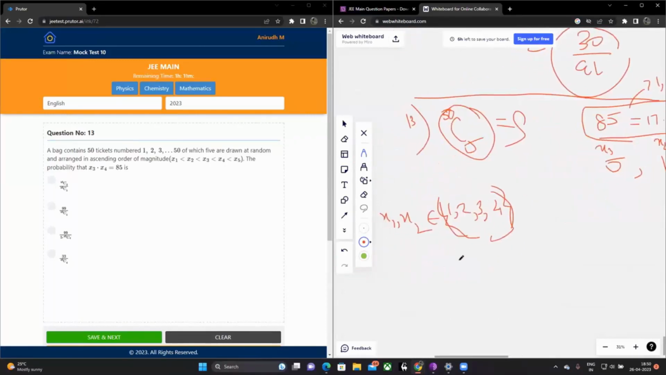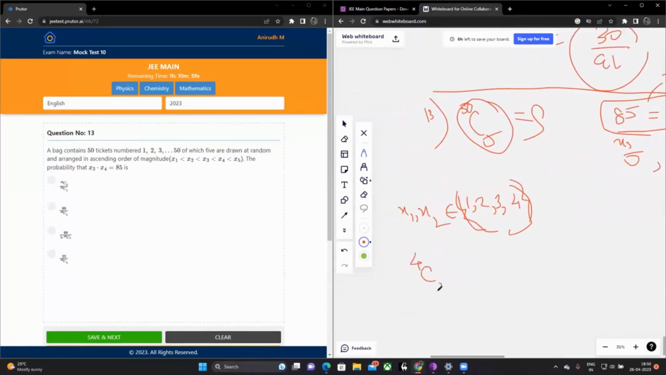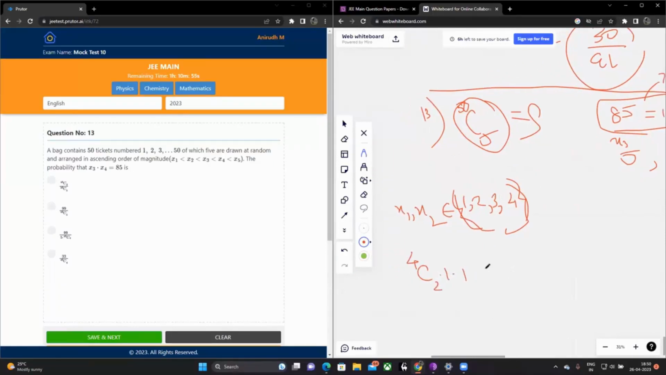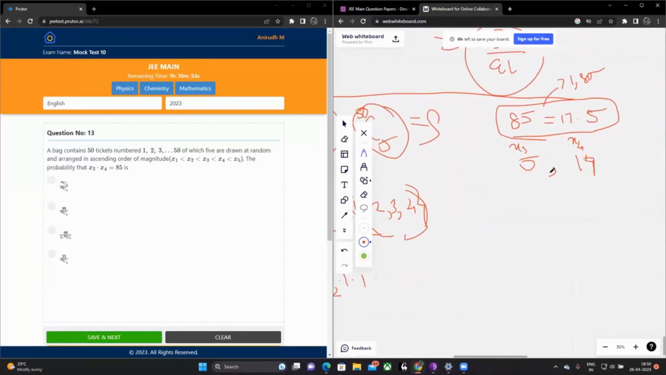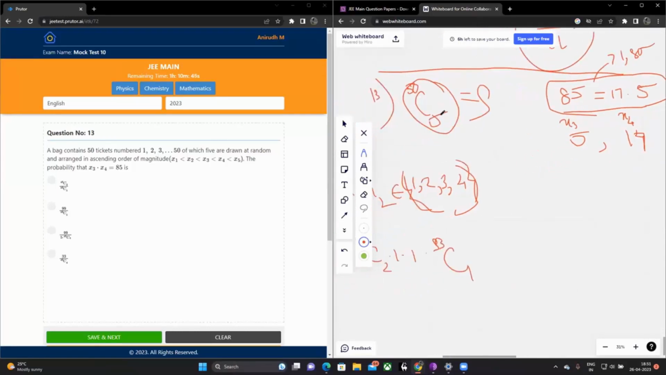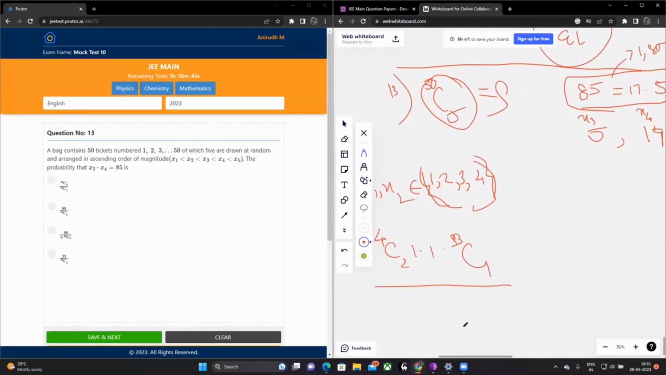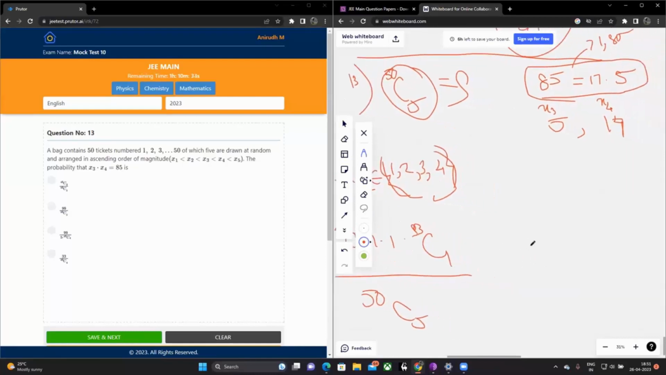So basically you have the constraint that this is basically 4C2 into 1 into 1 into what? You have 18 till 50. That is, these are 50 numbers, these are 17 numbers, so you have 33 C1, right? Divided by the total sample space, that is 50 C5. And 4C2 is basically 4 into 3 divided by 1 into 2. That's 6, right? So this is basically 6 times 33 divided by 50 C5.